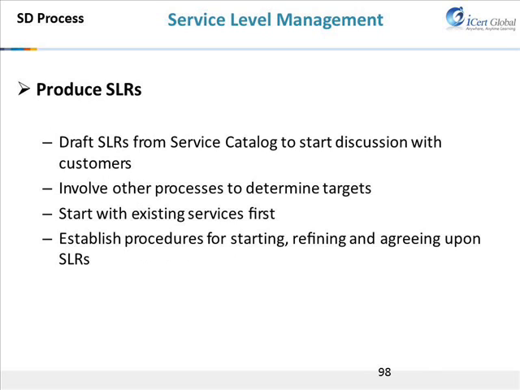Produce SLRs. An SLR is a customer requirement for an aspect of an IT service. SLRs are based on business objectives and are used to negotiate agreed service level targets. SLRs relate primarily to the warranty of the service.